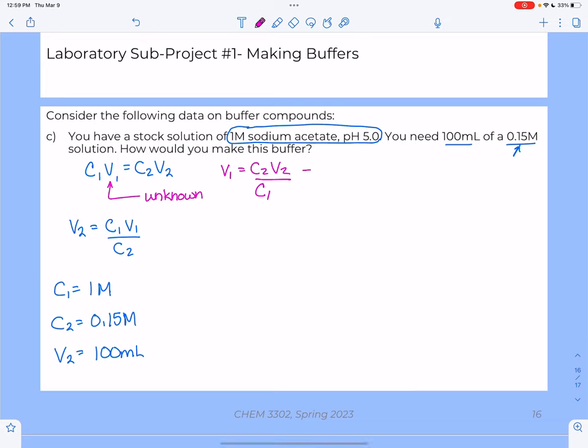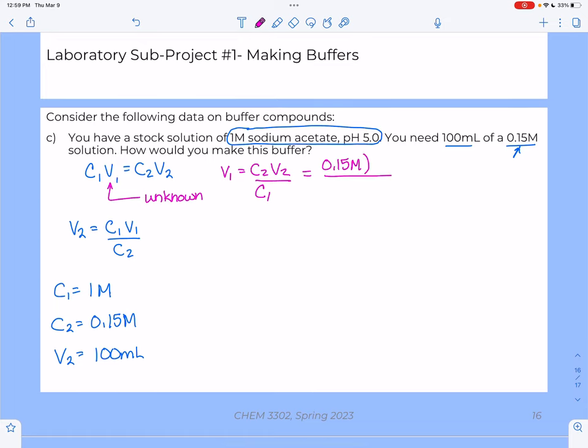Okay, so let's plug in our numbers. We have C2. C2 is 0.15 molar. V2, 100 milliliters. And then C1 is our 1 molar stock. Okay? So we don't even need a calculator to do the math here. We're dividing by 1. The molar concentrations cancel out. We're multiplying by 100, so we're just going to move the decimal point 2 over. So that comes out to be 15. The units are going to be milliliters because the molars cancel.